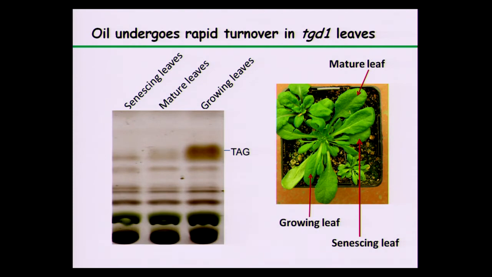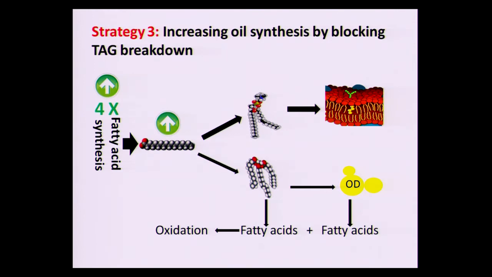So one phenomenon that we found during our study that is really informative is that if we look at the oil level or TAG level in leaves at different stages, I mean young, middle-aged, old leaves, we see that TAG only accumulates in the green leaves. Once the leaf becomes mature or senescent, TAG levels drop dramatically. So this tells us that oil is produced, but it's degraded very rapidly. So this led to another strategy to increase oil content, blocking TAG turnover, because TAG level is a balance of the rate of synthesis and the rate of degradation.